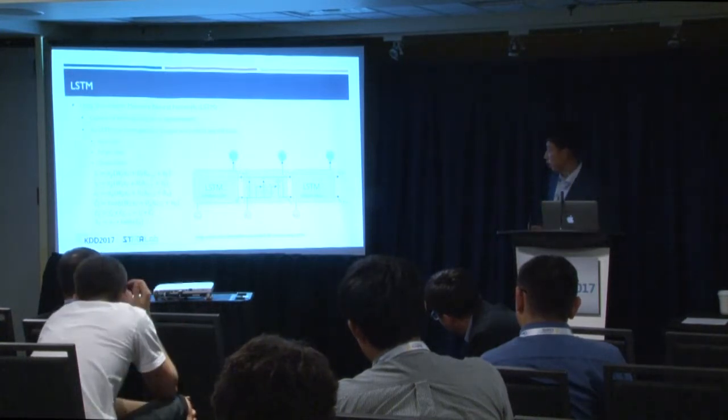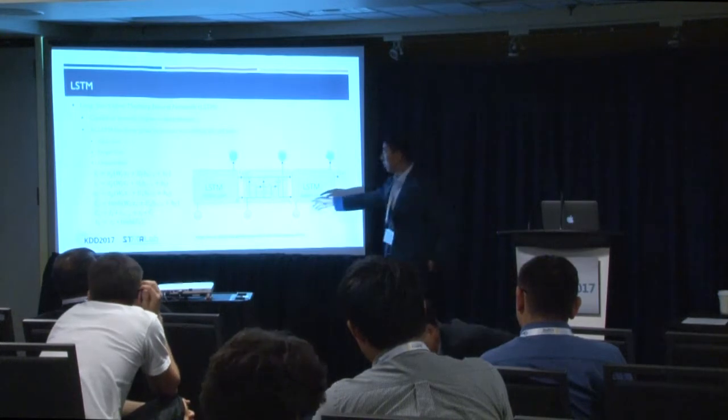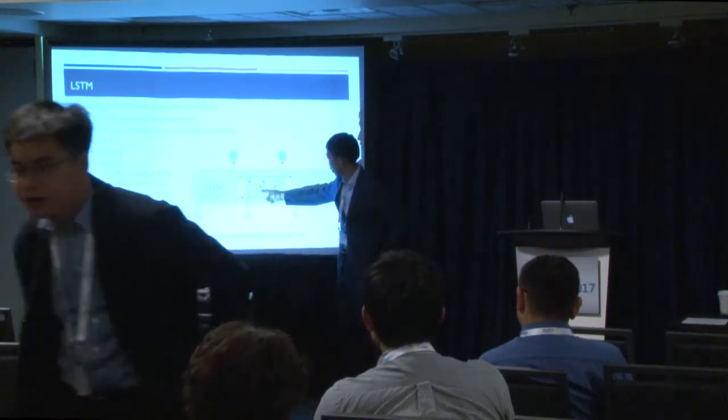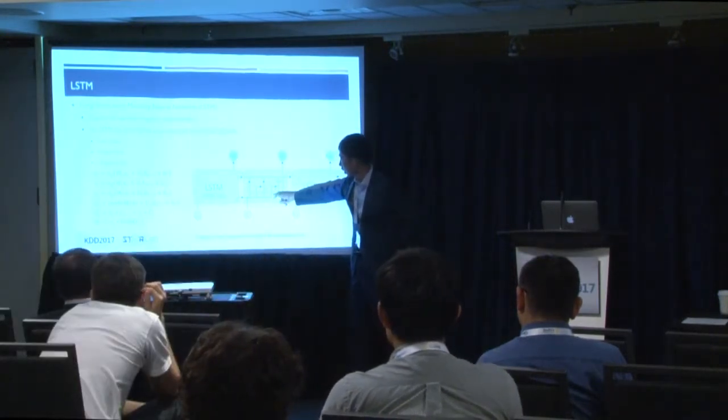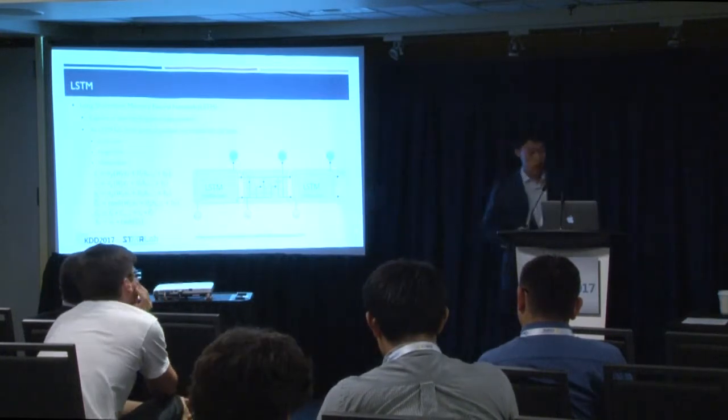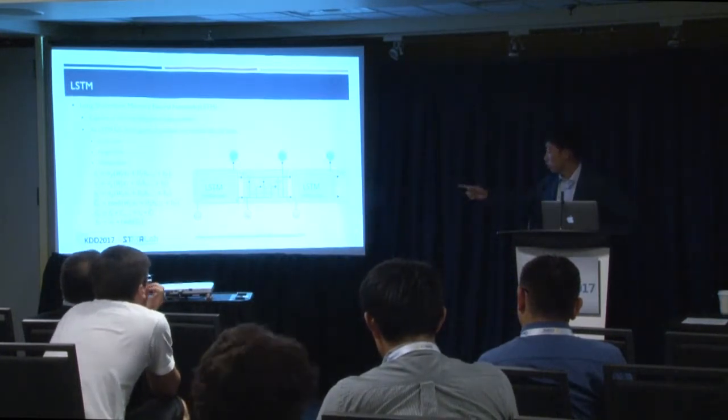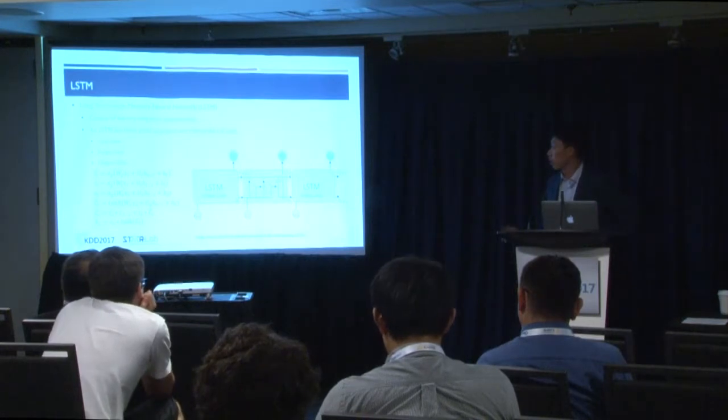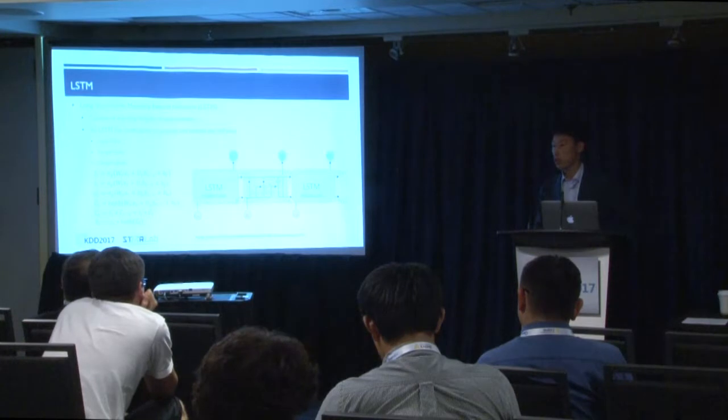It has 3 gates. This is the forget gate, this is the input gate, and this is the output gate. The 2 C's are the input and output of the cell, H is the hidden state, and H_t is the final output of this layer.